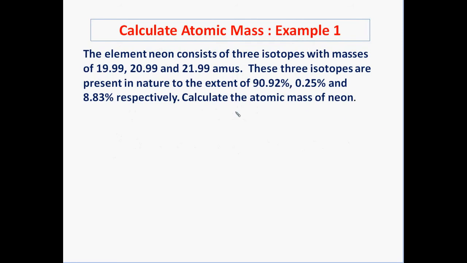Okay, in this problem, we are talking about neon. And neon has 3 isotopes. The masses are given for each isotope. The first one has mass 19.99 and in the same sequence the percent is 90.92. The second isotope is 20.99 with a percentage of 0.25 and the third one has 21.99 as the mass number and a percentage of 8.83.